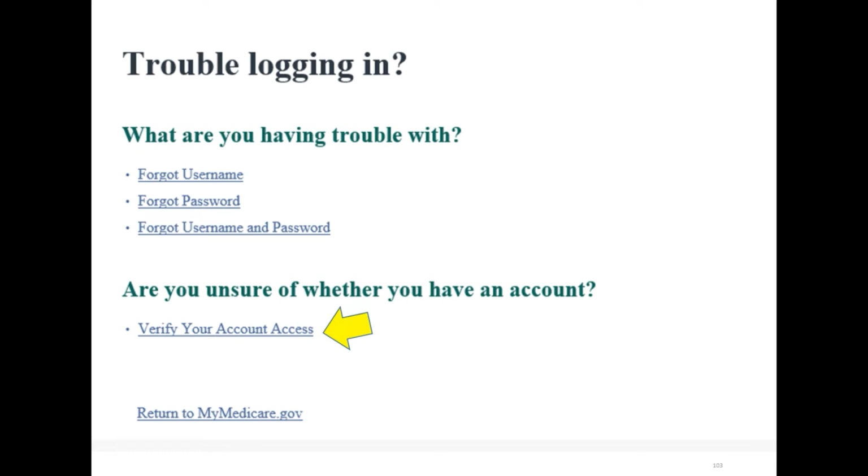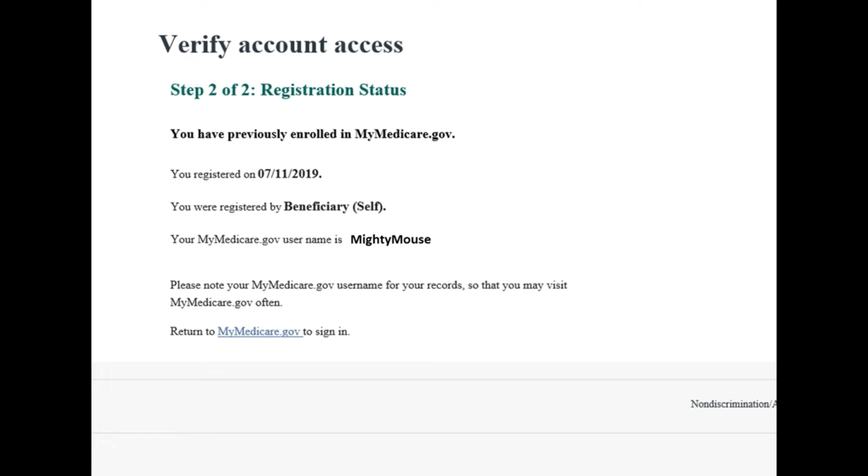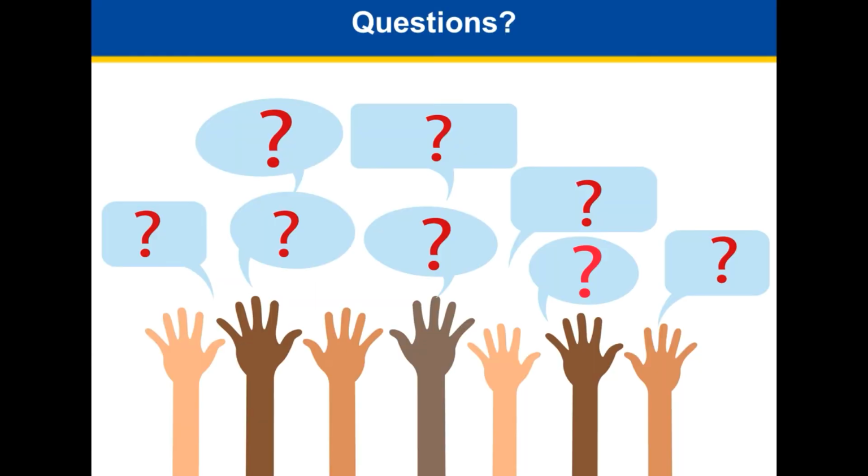Lastly, if you aren't sure if you have a My Medicare account, you can click Verify Your Account Access. You put in the same information as if you'd forgotten your username. And you'll be taken to a page that tells you whether you already have a My Medicare account. In this case, this person does have an account that was created on July 11th, 2019 by the beneficiary versus a 1-800-Medicare rep, for example. And your username is Mighty Mouse. With that information, you can recover your password and you're all set.